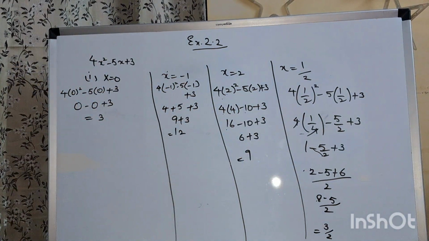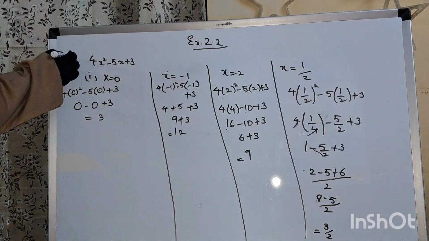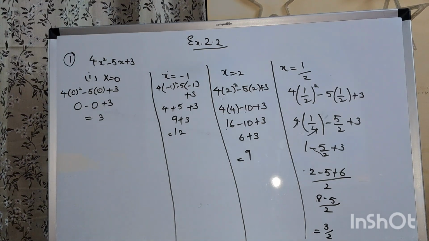So like this you have to solve the first question. When they ask you to find the value of the polynomial by giving certain values of x, you have to substitute the value of x in the equation for all the numbers. Okay, let us see question number 2.